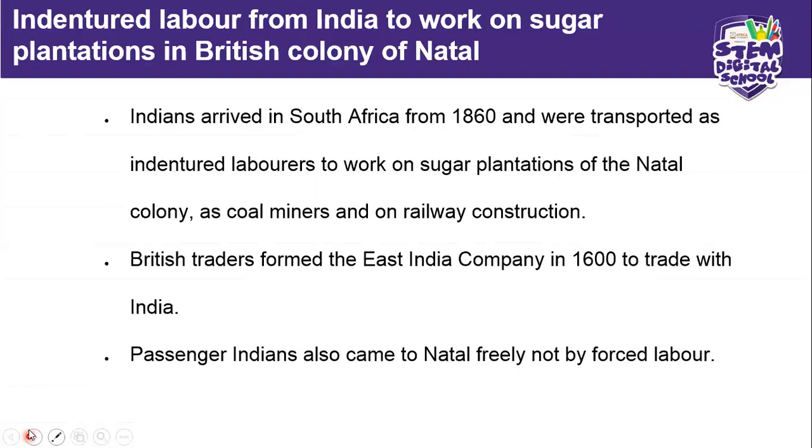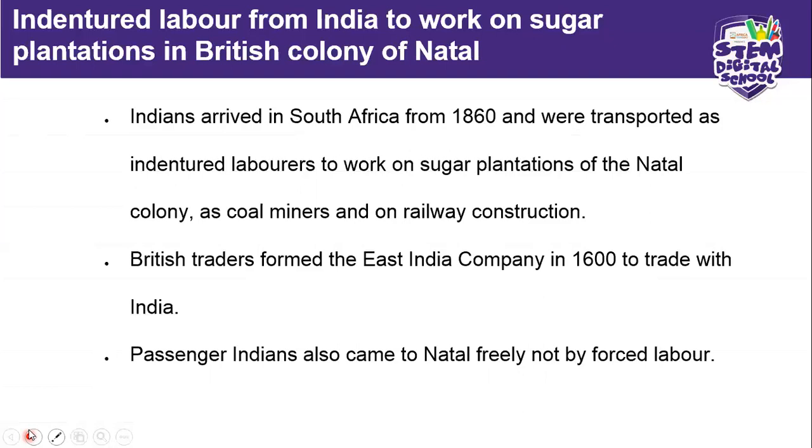So these Indians, they were transported to Natal. So in other words, they were like slaves being transported to Natal. So they were indentured laborers. The British traders formed the East India Company in 1600 to trade with India.